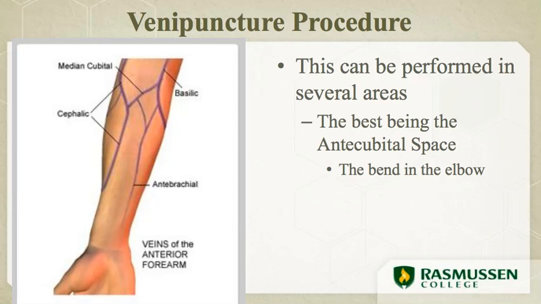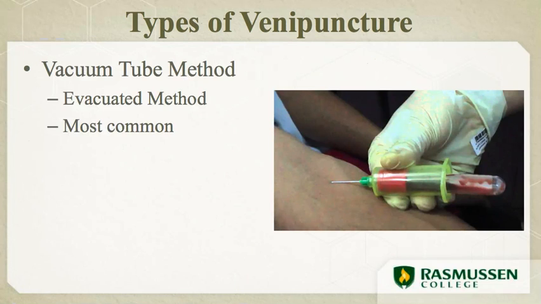So now we've talked a little bit about the procedure and the placements. We've talked a little bit about the equipment. Let's go ahead and talk about the different types. Now, there are 3 types of venipunctures. We have the evacuated tube method, the butterfly method, and the syringe method.